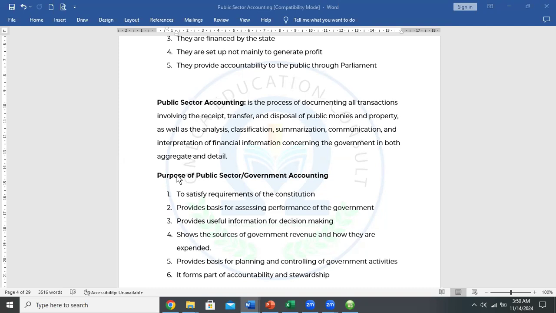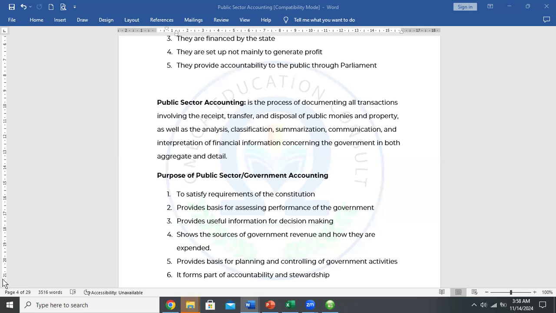In public sector accounting, this is the process of documenting all transactions involving the receipt, transfer and disposal of public monies and properties, as well as the analysis, classification, summarization, communication, and interpretation of financial information concerning the government in both aggregate and detail.